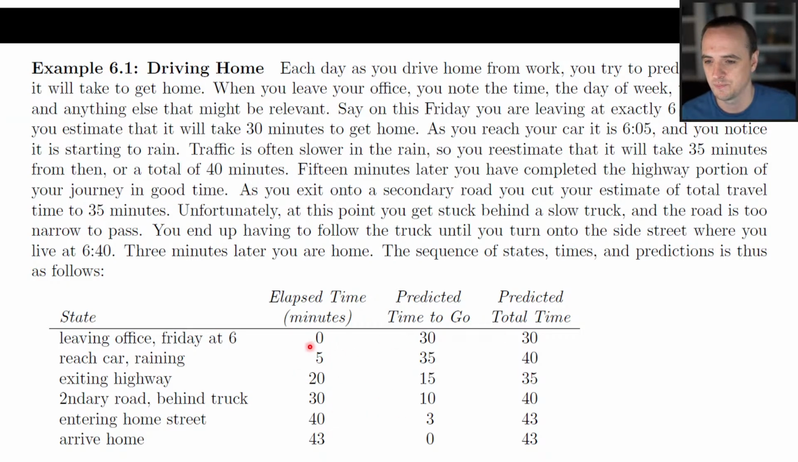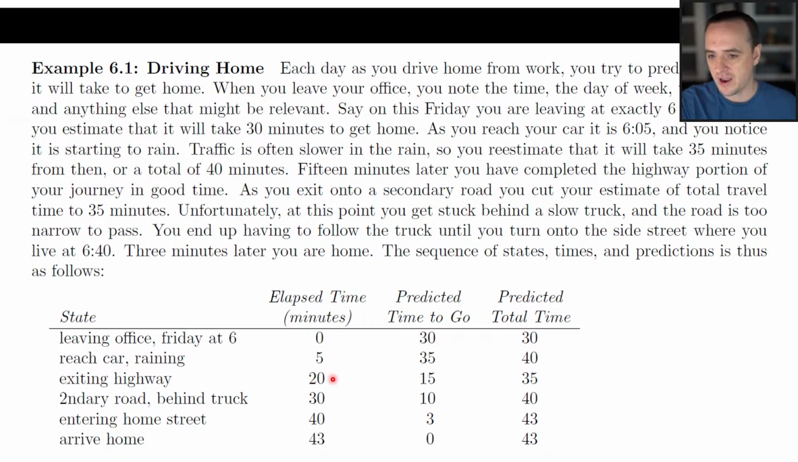While you were at the office, you had 0 time elapsed. Your predicted time to go was 30 minutes, so your initial predicted total time was 30 minutes. As you reach the car, you notice that it was raining, and so you say, okay, it's slower in the rain. So you predict that you have 35 minutes left to go. At that time, you now predict 40 minutes total time.